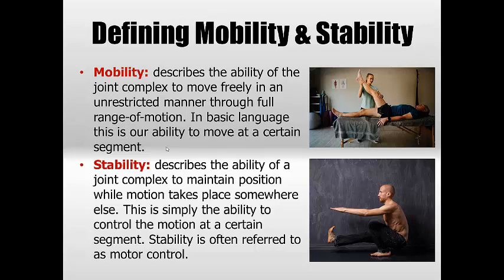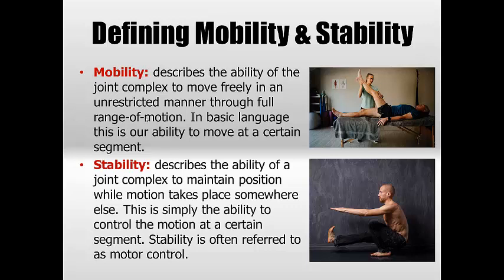Stability means the ability of the joint to maintain its perfect position so it can control the motion, so it's not moving in and out of the socket into terrible alignments that would compromise the ligaments, tendons and structures of the joint itself. This is often referred to as motor control.